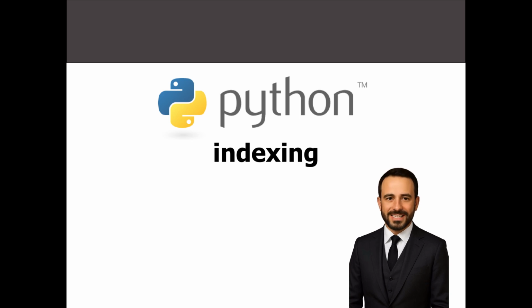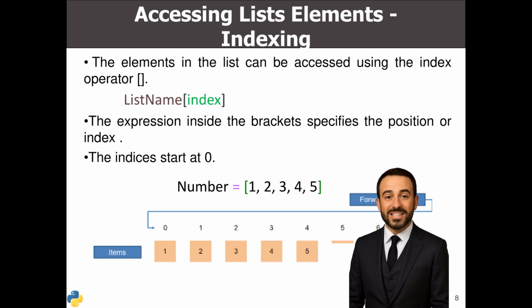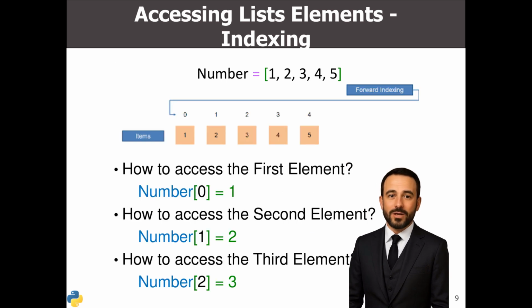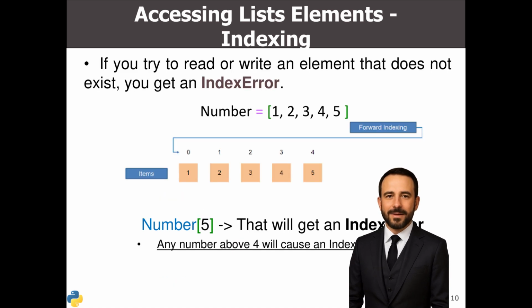Now let's move on to indexing, a fundamental concept for accessing list elements. Access list elements using the index operator. The index always starts at 0. For numbers equals [1, 2, 3, 4, 5], numbers[0] is 1, numbers[1] is 2, and numbers[2] is 3. Accessing an element with an invalid index, like numbers[5], will cause an index error.